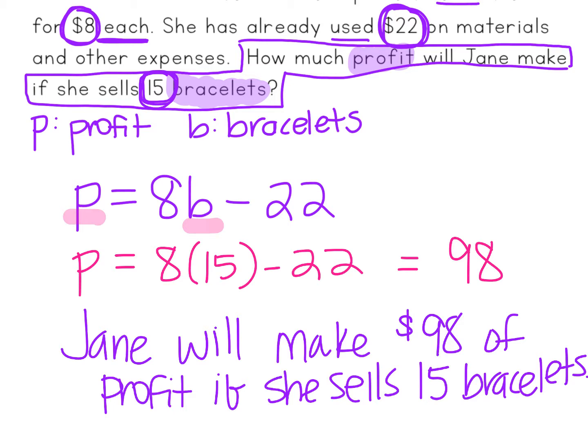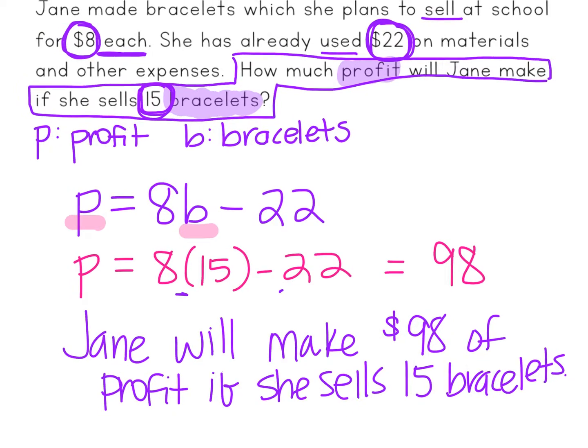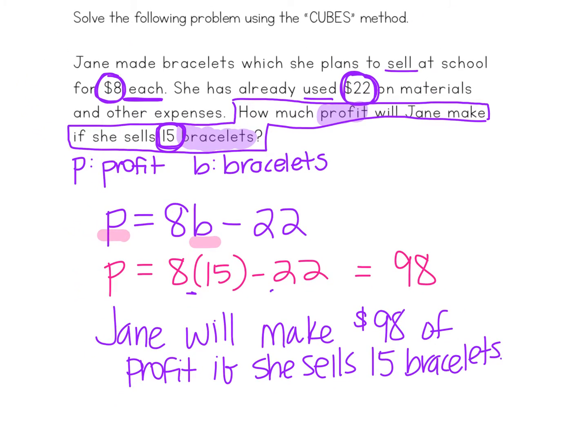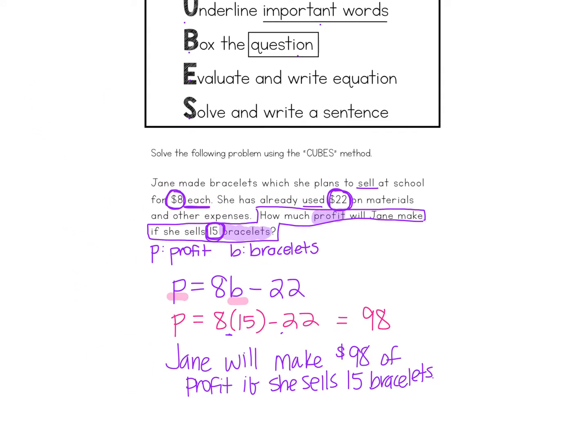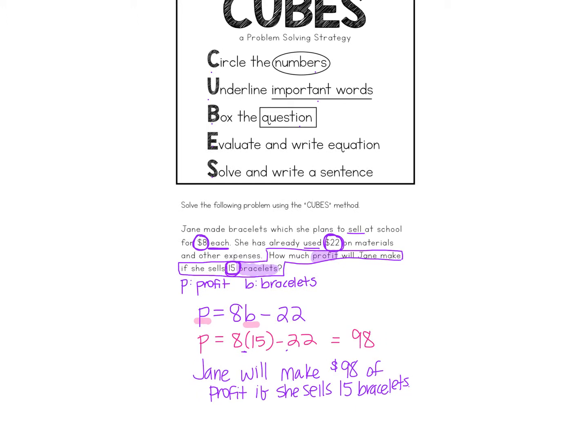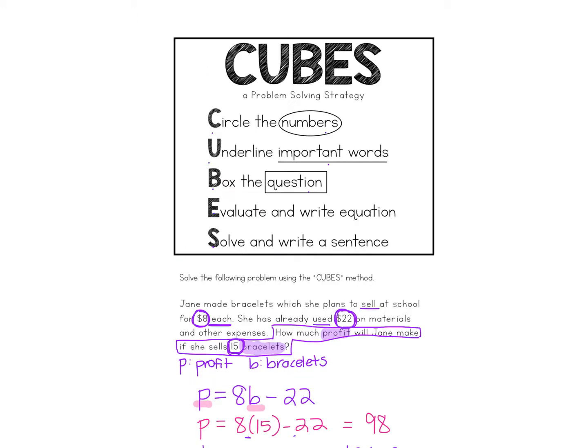So we took all that time solving multi-step problems, but when it comes to the real world, most of these problems are going to be just 2 steps. So it would be here, 8 times 15 is step 1, and then subtract 22 is your step 2. So this was a 2-step problem. But this is how we use equations in real life. This needs to get glued down into your notebook so that you always know what CUBES stands for, and an example of how to use it.